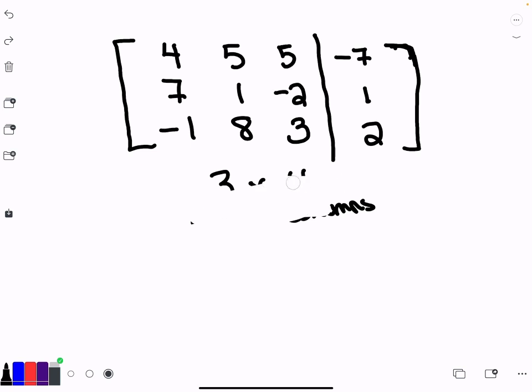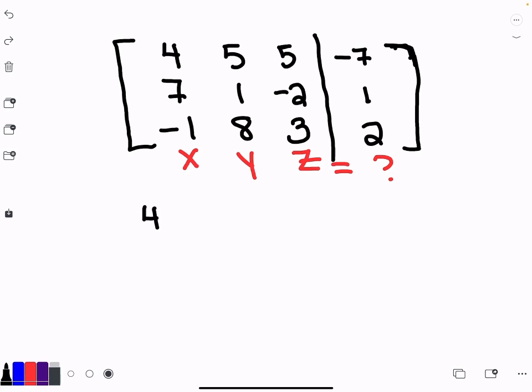If I was to take this matrix and turn it into a system, since I have 4 columns, I have an X, I have a Y, now I have a Z, equal sign, and then my solid number at the end. So if I change this into a system, it will be 4x plus 5y plus 5z is equal to negative 7. Make sense?